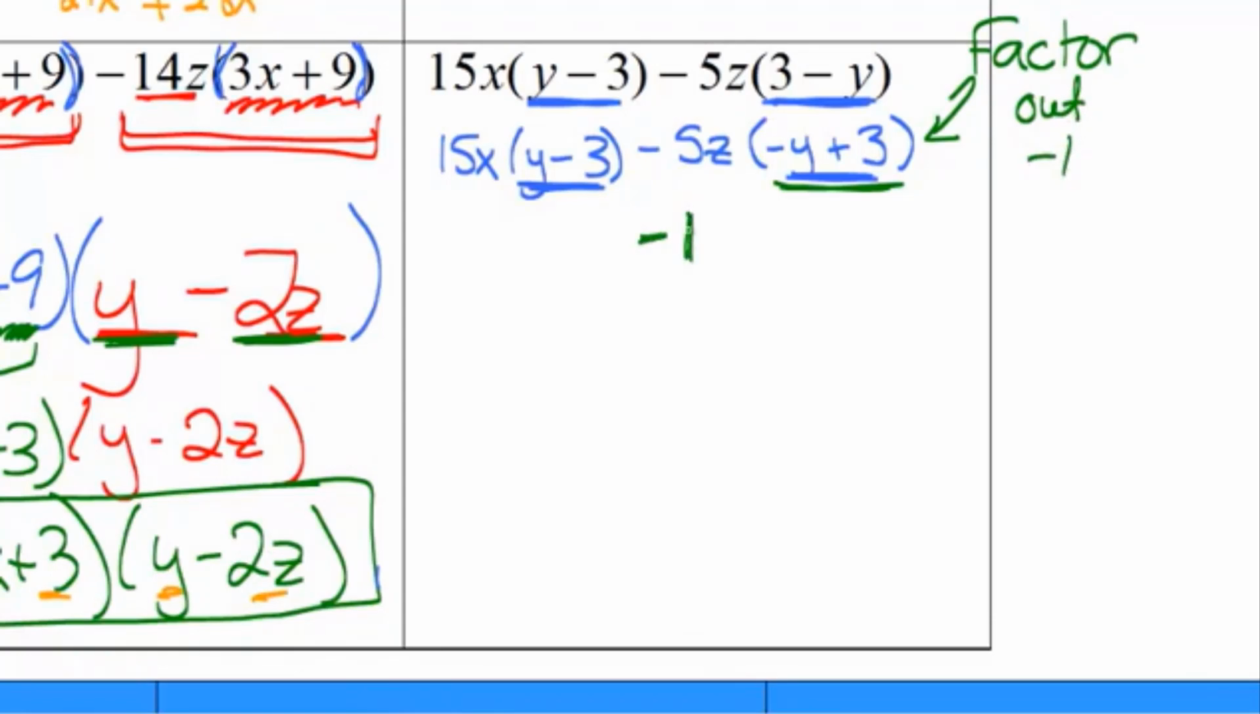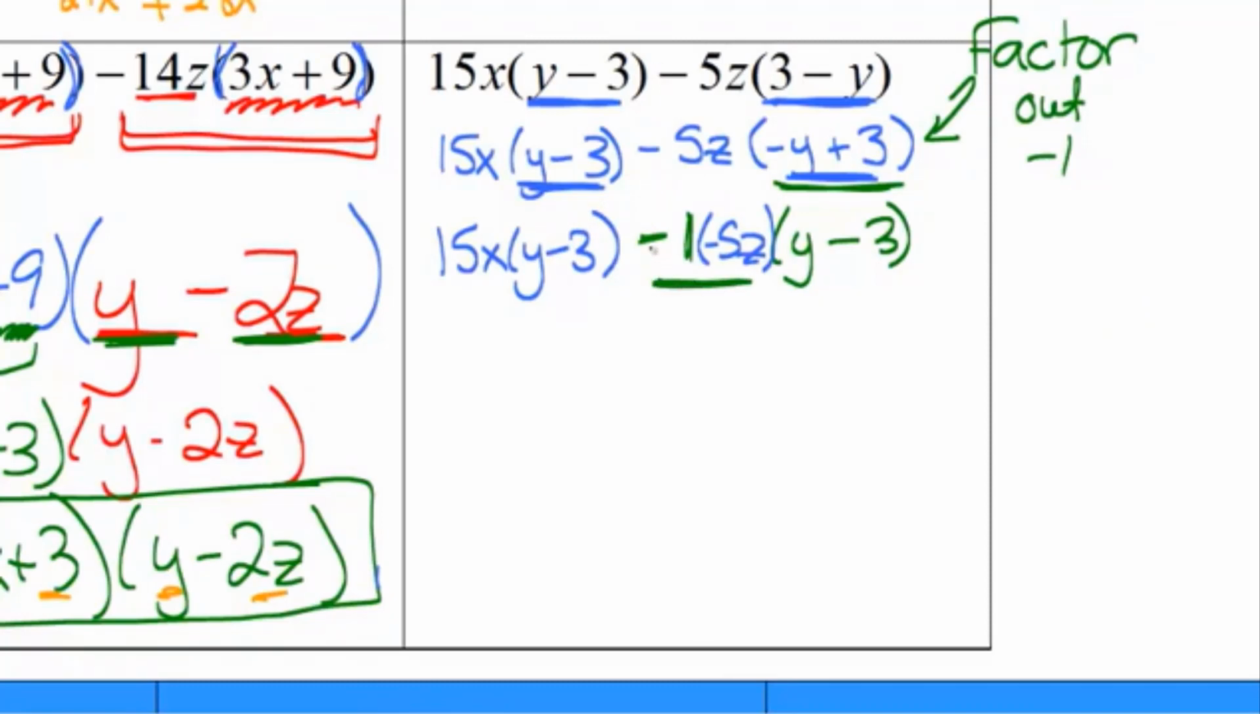If I factor out a -1, that leaves me with positive y, because a negative y divided by -1 is positive y. Positive 3 divided by -1 is -3. But I still have all of the other terms there. I have that -5z. I have all of the 15x times y minus 3. And now this one looks a little funny, so let's clean that up. When you have a -1 times a -5z, that's really a plus 5z.